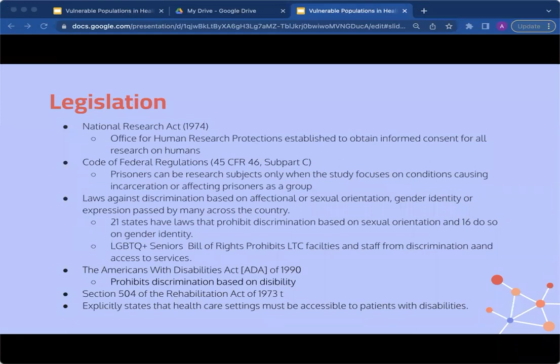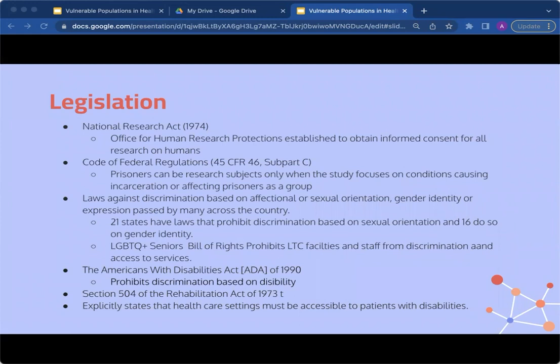The Code of Federal Regulations, 45 CFR 46 subpart C, generally limits studies involving prisoners to those that examine conditions causing incarceration or that specifically affect prisoners as a group, and generally prohibits studies that are meant to solely benefit the general US population because prisoners may not be free to make a truly voluntary and uncoerced decision whether or not to participate as subjects in research.